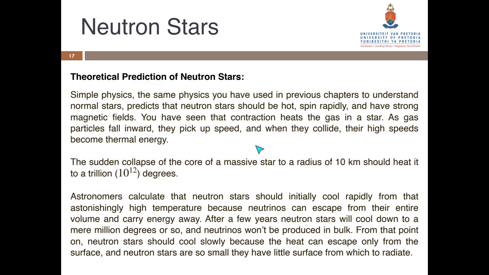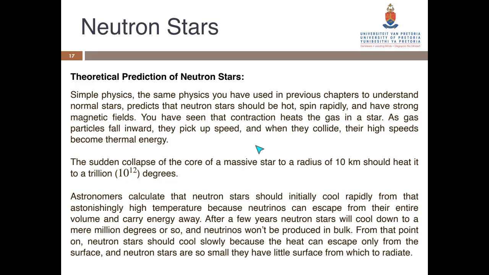Some simple physics, the same physics you have used in previous chapters to understand normal stars, predicts that neutron stars should be hot, spin rapidly, and have strong magnetic fields. You have seen that contraction heats the gas in a star. As gas particles fall inward, they pick up speed, and when they collide, the high speeds become thermal energy. The sudden collapse of the core of a massive star to a radius of 10 kilometers should heat it up to 1 trillion degrees.